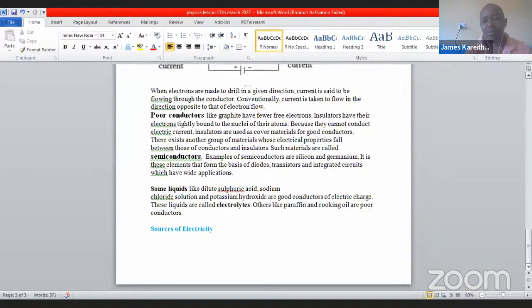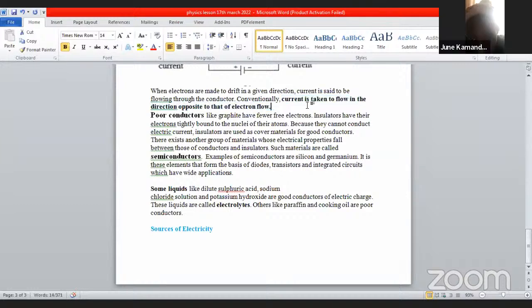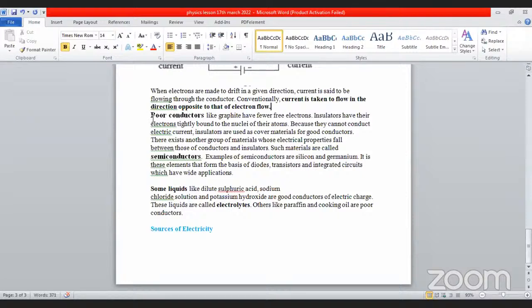Please read this paragraph here. When electrons are made to drift in a given direction, current is said to be flowing through a conductor. Conventionally, current is taken to flow in the direction opposite to that of electron flow. Very good. Grace 2226, poor conductors.